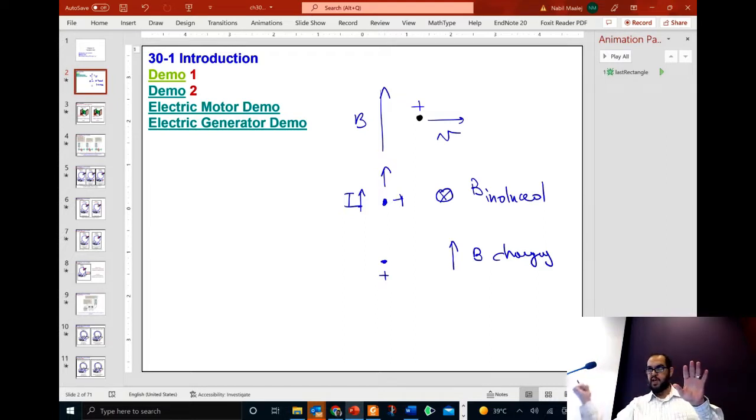As soon as you try to move a magnet in or out, and you change the magnetic flux through this coil, the charges will move, and it will move only temporarily, as long as the magnetic field is changing. If you stop the change in the magnetic field, it will not move. So this is a new observation.